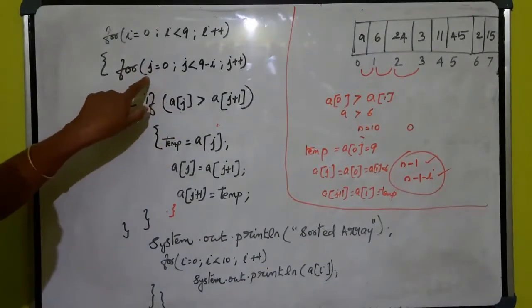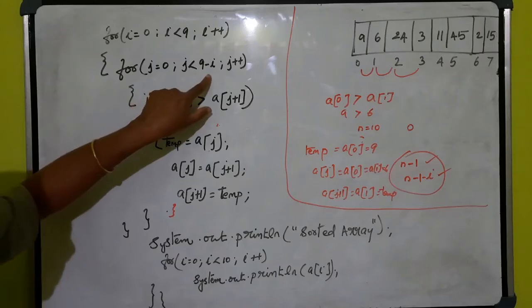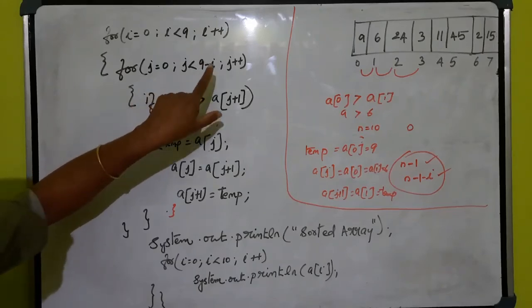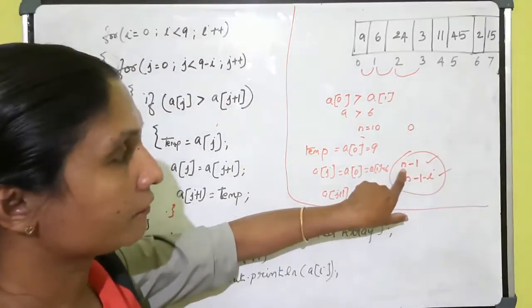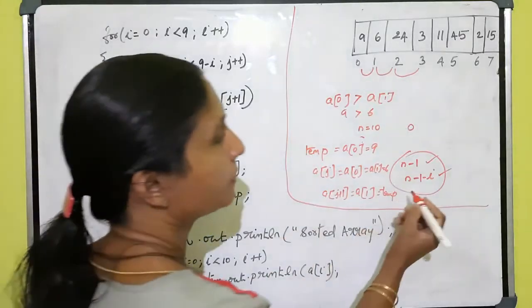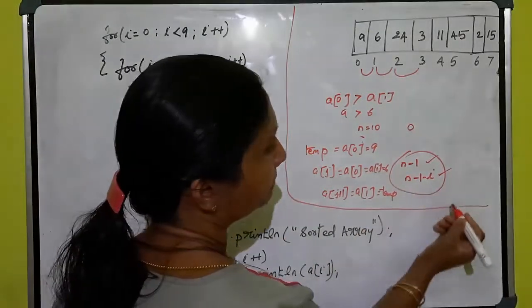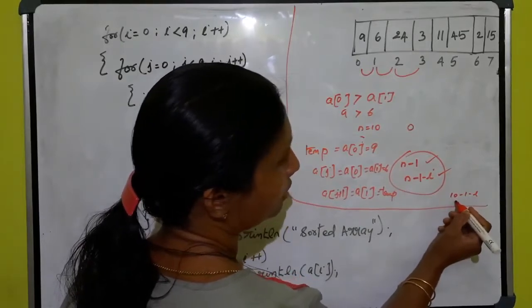And you know, the initial value of this loop is 0, j = 0. j less than, just remember that, 10 minus 1 minus i. That means if the number of elements is n, the first limit is n minus 1 and the second limit is n minus 1 minus i. Now it is 10 minus 1 minus i. Here the value of n is 10.